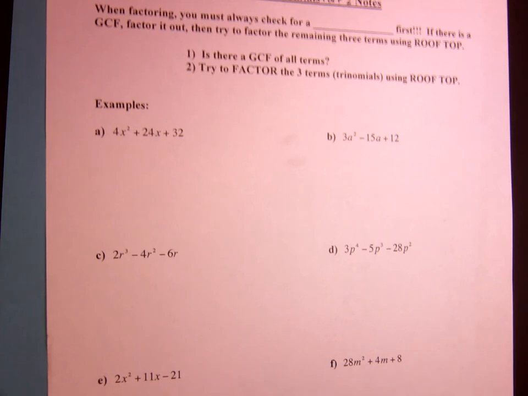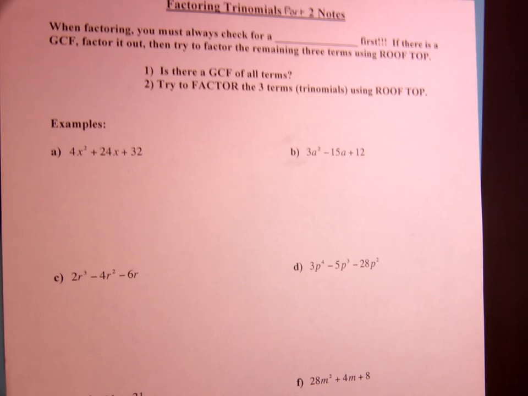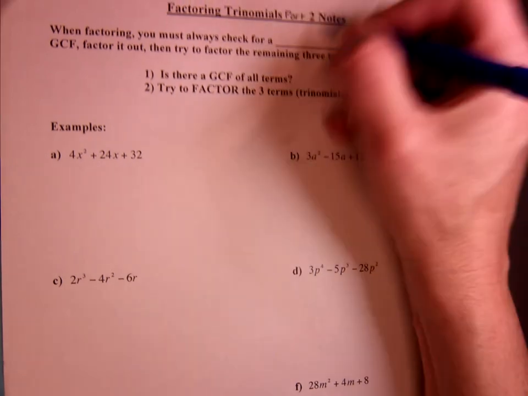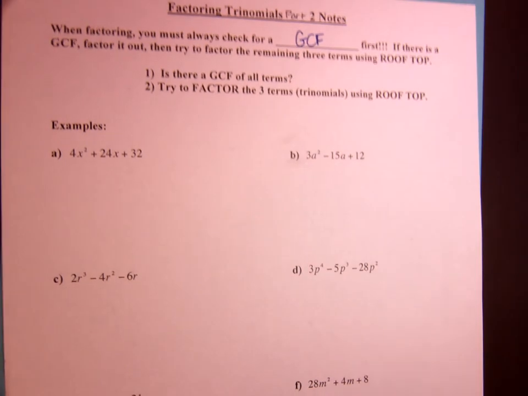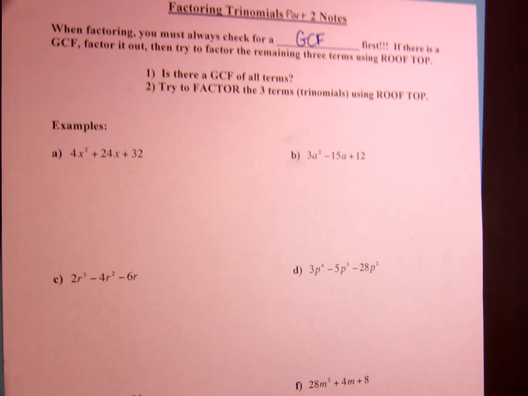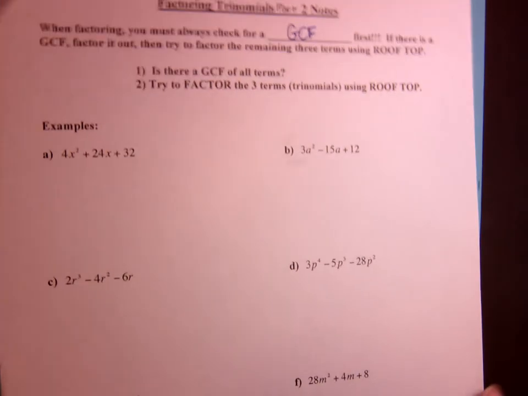Today we're going to do the second part of factoring trinomials, and that is not just doing rooftop, but first having to factor out a greatest common factor. So, when we are factoring, we must always check for a greatest common factor first. In doing so, we will be able to do rooftop, and then it will work whenever we multiply back through. So, let's go ahead and get started.